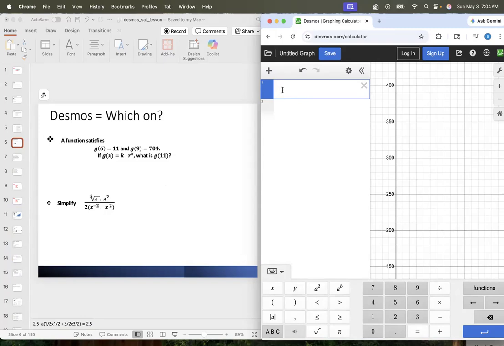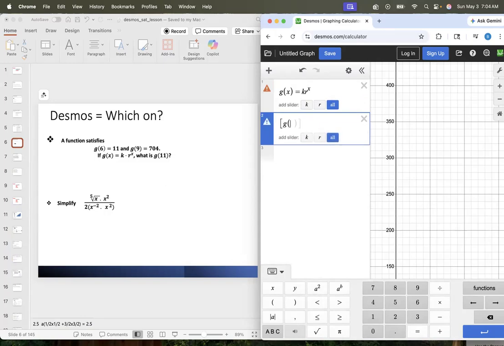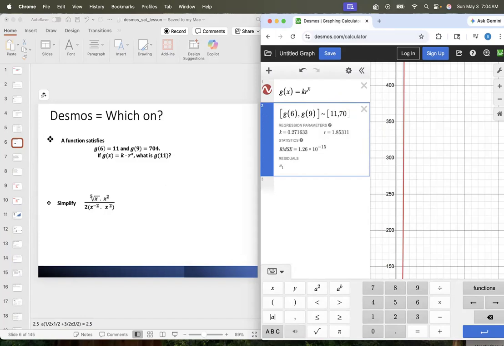But this is what you need to do. You've got to give Desmos the function so that it can deal with it, right? Now, after you give Desmos the equation, you have to use regression. You have to say G of 6, G of 11, and G of 9 regression. What are your answers? Your answers were what? G of 6, 11, and G of 9 is 704.